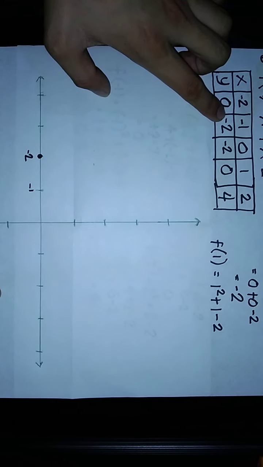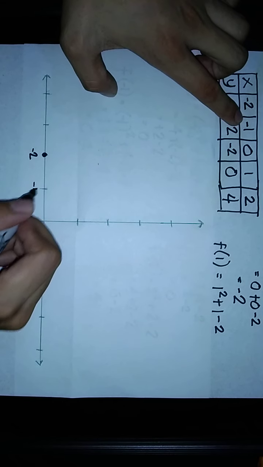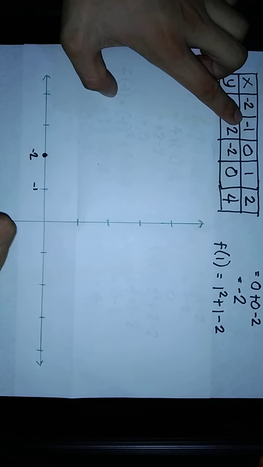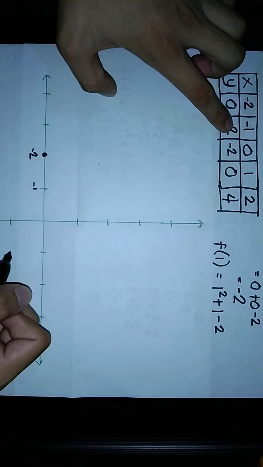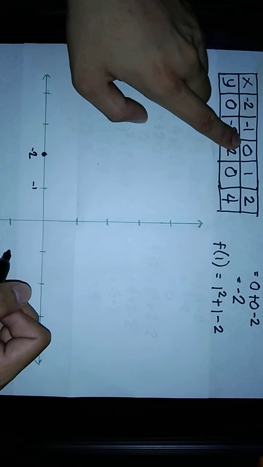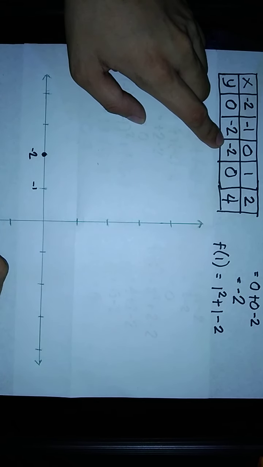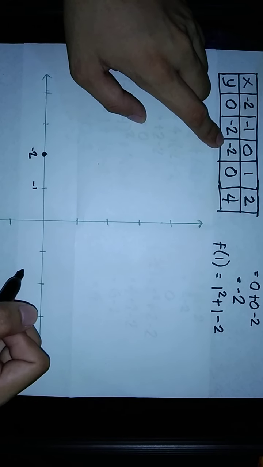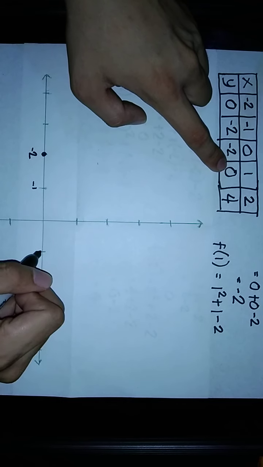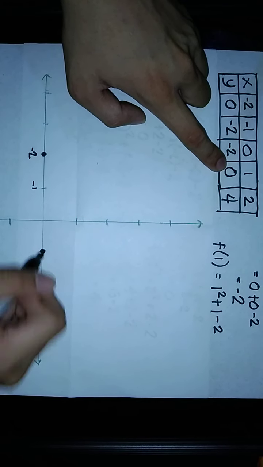Second is negative 1 and then negative 2. So, ito yung negative 1 for x-axis and negative 2 for y-axis ay nandito. And then next is yung 0 and negative 2. Yung x-axis natin ay 0. Then yung y-axis natin is on negative 2. Next, we have yung x-axis natin ay nasa 1, and then yung y natin ay nasa 0.